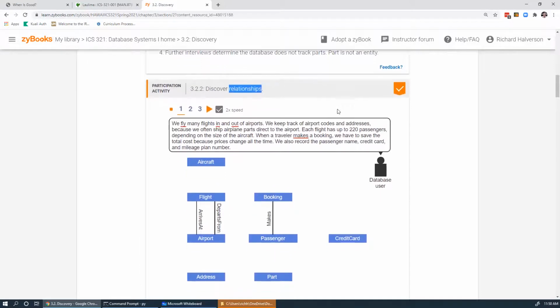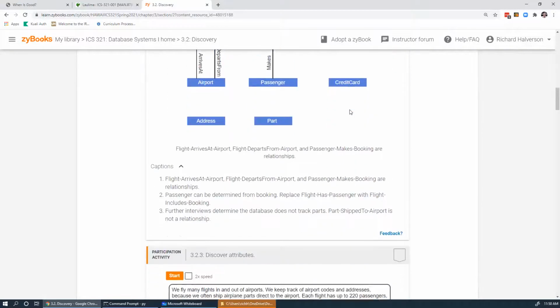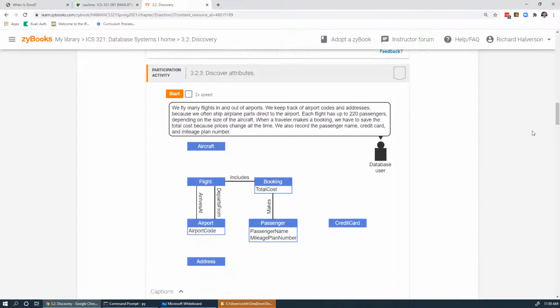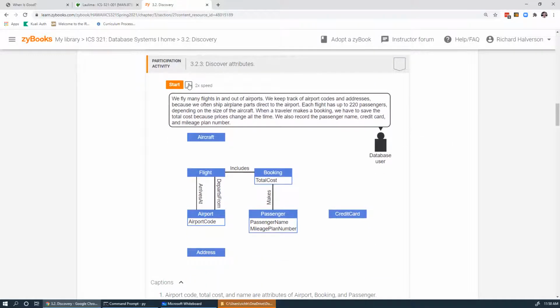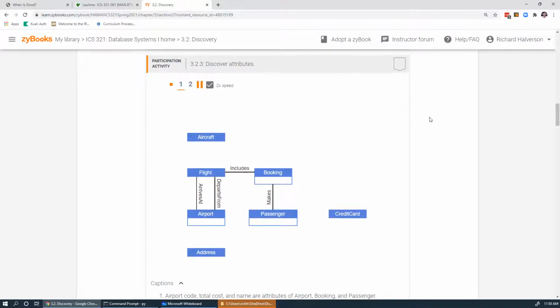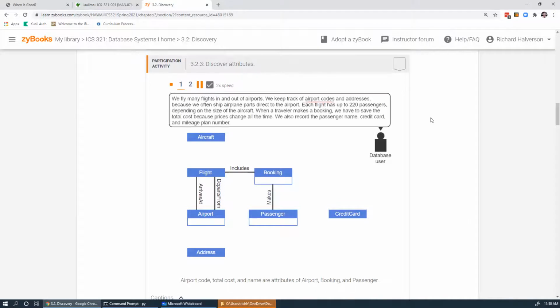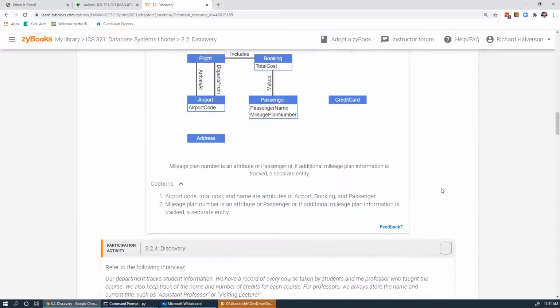These are relationships, and these are attributes down here. Okay, so let's see what that looks like. Discovering the attributes. Well, there's airport codes, so that each airport has an airport code, passenger has a passenger name. There's a total cost for the booking, and there is also a mileage plan number. Okay.